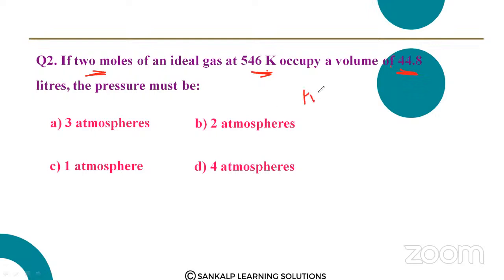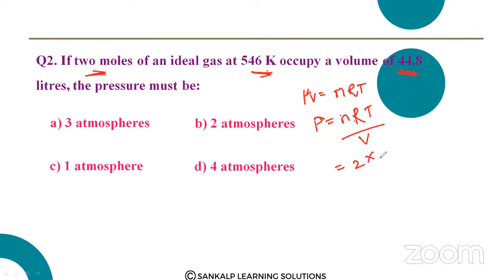So PV is equal to nRT. Just substitute and see what you get. PV is equal to nRT. What you have to find is the pressure. So pressure is equal to nRT by V. Solve it. You know all the terms.